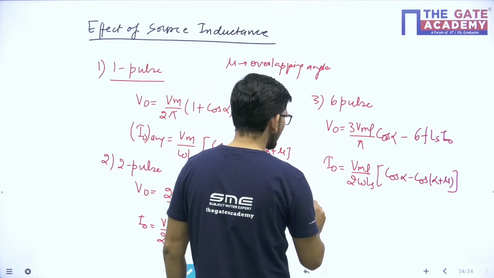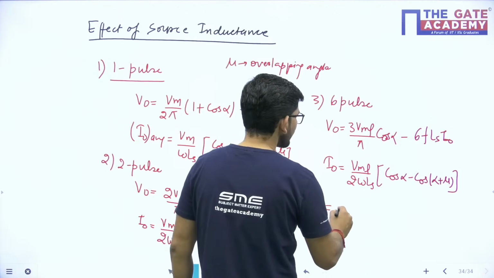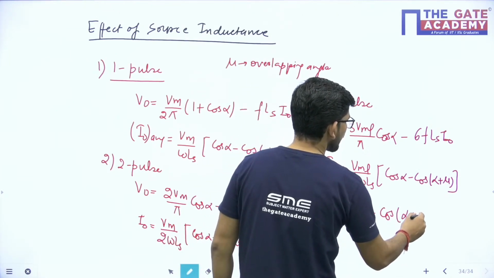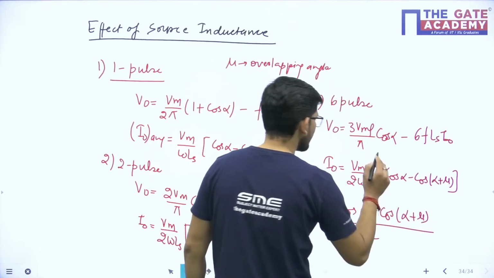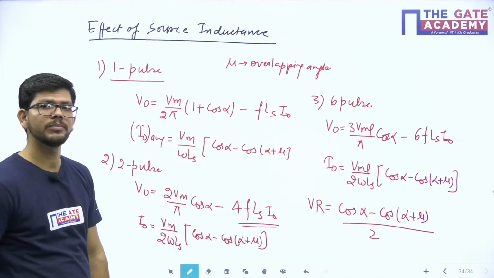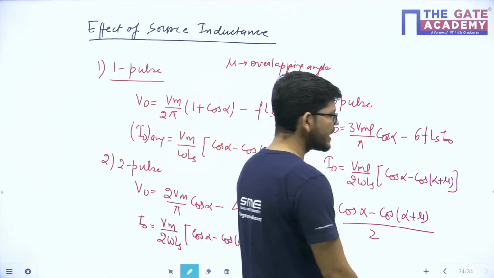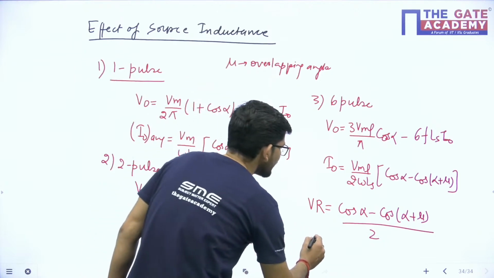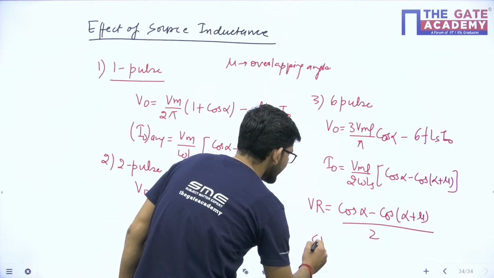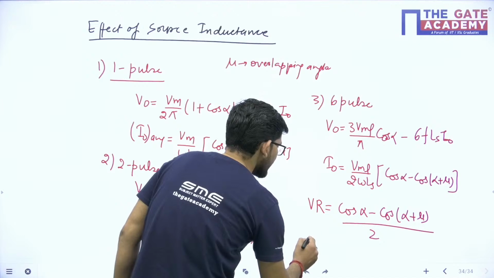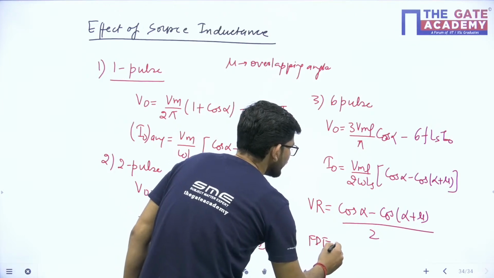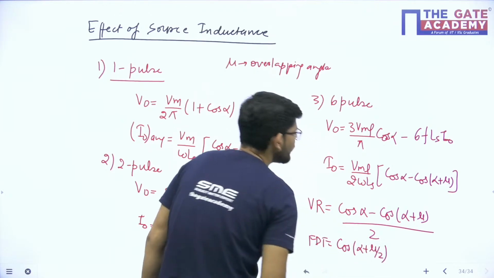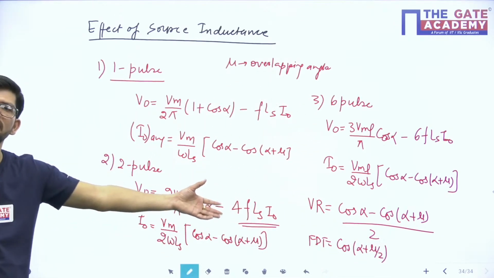Now, inductive voltage regulation. In this case, voltage regulation is something that may be asked. So it is equals to cos alpha minus cos alpha plus mu by 2. Okay, this is what? Inductive voltage regulation. And what will be the value of FDF? FDF has a value here equals to cos alpha plus mu by 2. You can at least remember this much, right? You can remember this silly thing.